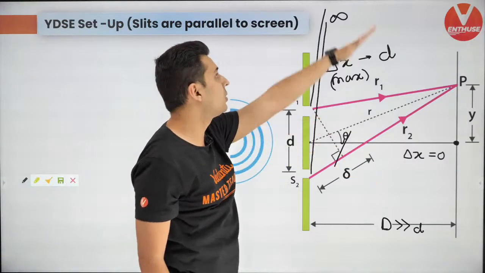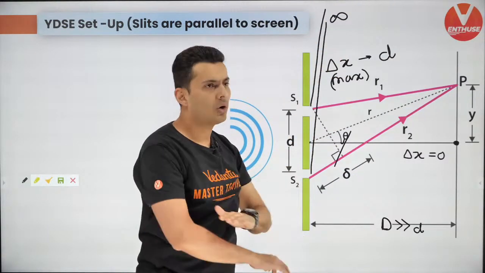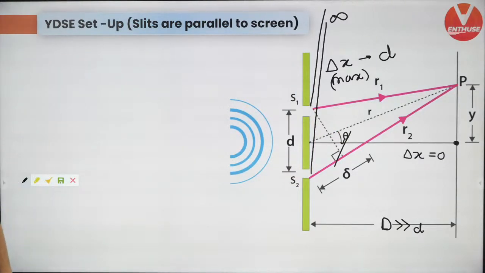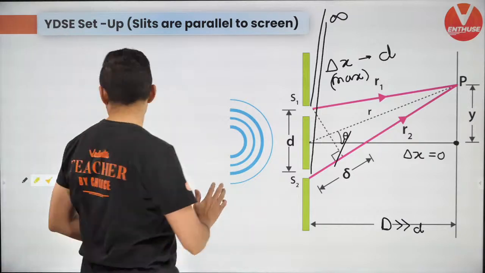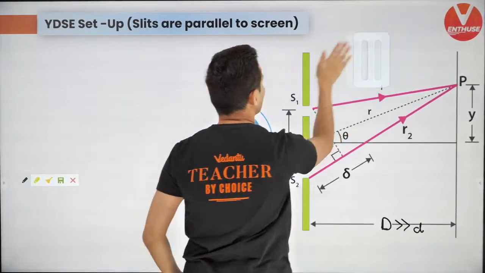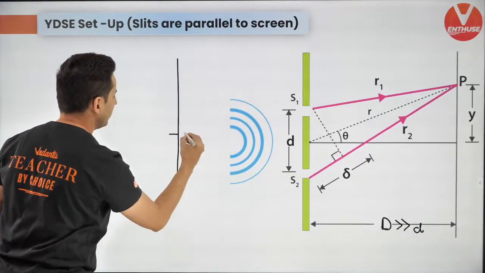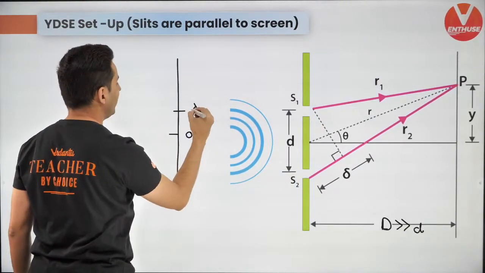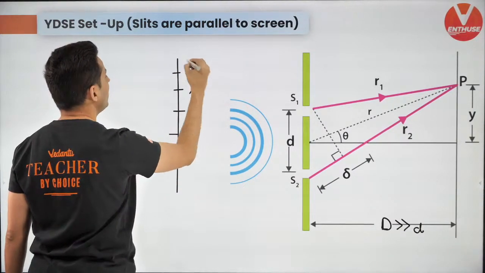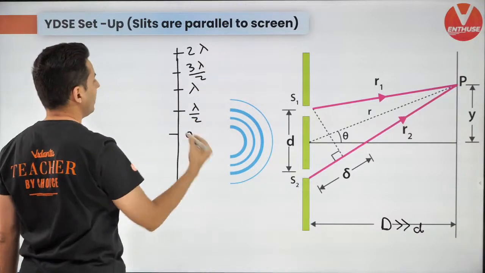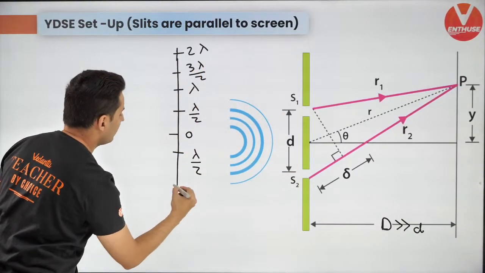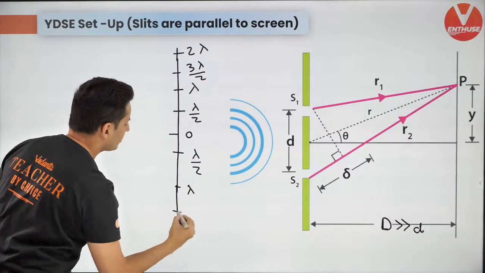Correct? So here it is 0, there it is D. So in between, you're going to have all sorts of values. So I can say that on the screen, you're going to have 0. Some places you're going to have lambda by 2. Some places you're going to have lambda. Some places you're going to have 3 lambda by 2. Some place again you might have 2 lambda, and so on and so forth. And the same thing is also going to continue down. Do not forget that. Lambda by 2, then lambda, and so on and so forth.